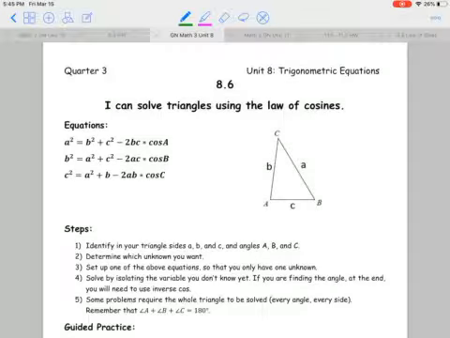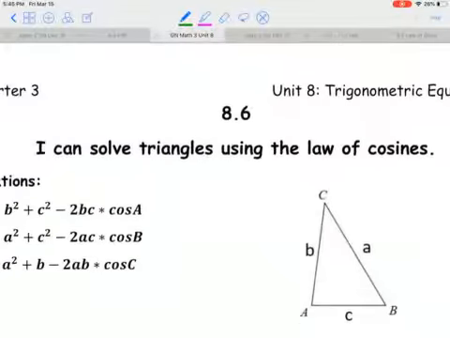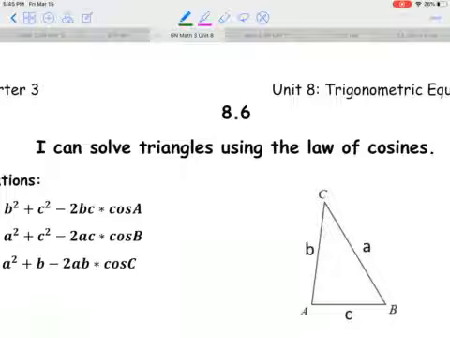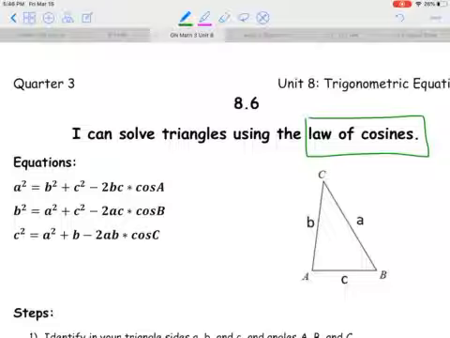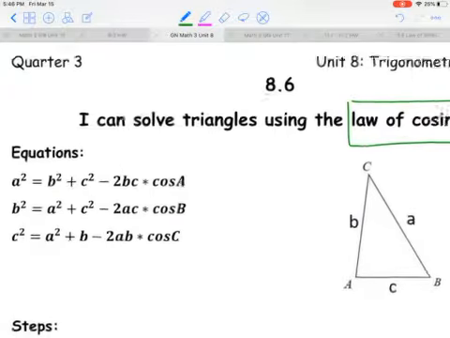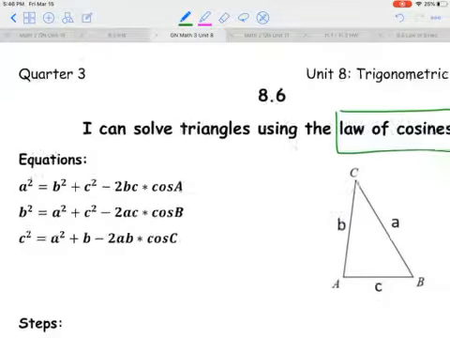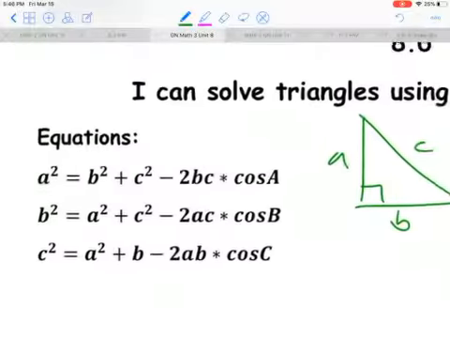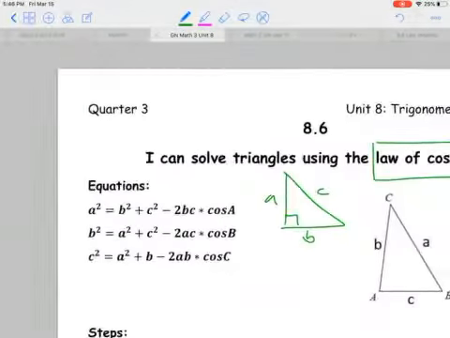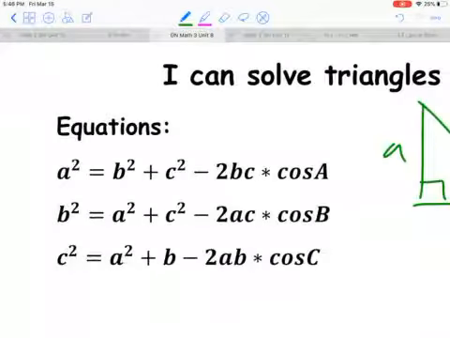Okay, the last section going in this test is 8.6, and it's the Law of Cosines. It's a little trickier than Law of Sines, only because there's a little extra piece to remember. With right triangles, you can usually do a squared plus b squared equals c squared. With Law of Cosines, you still have pieces of that, but then you have to subtract this piece.